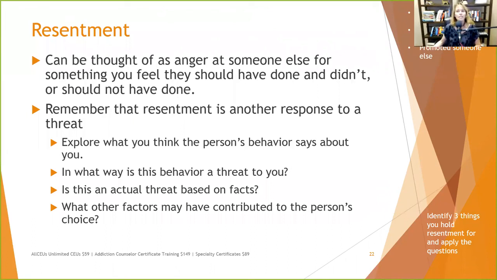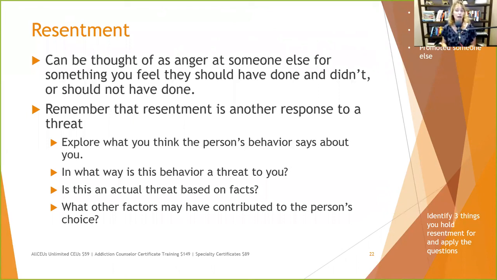Remember that resentment is another response to a threat. So what do you think that person's behavior says about you? So if somebody canceled plans at the last minute and you resent them for doing that, what does that behavior say about you? Maybe that you think it says you're not important, that you're being disrespected. In what way is this behavior a threat to you? Do you feel like maybe it means that that person doesn't respect you and is abandoning you?